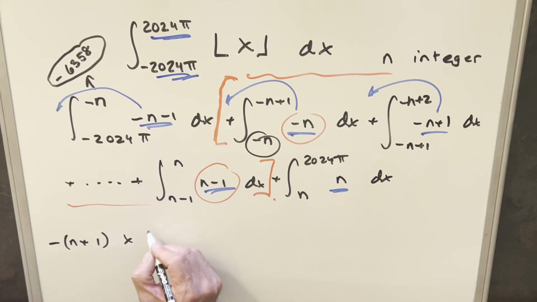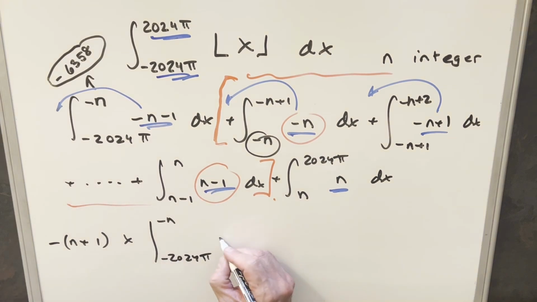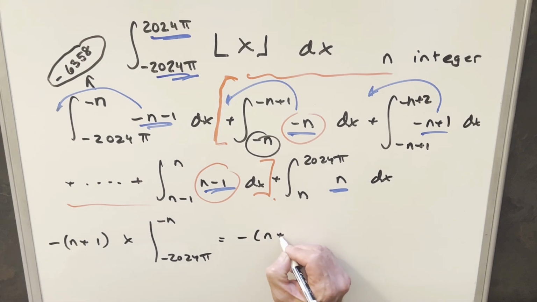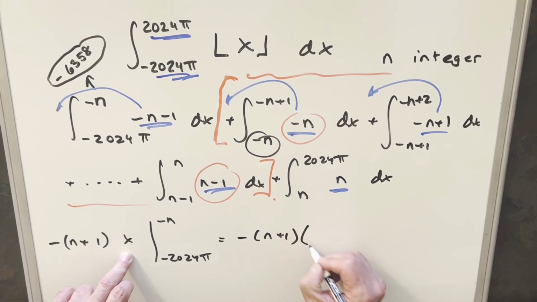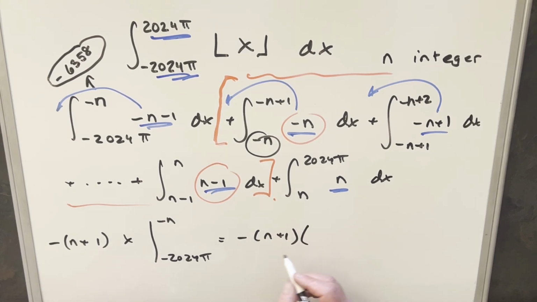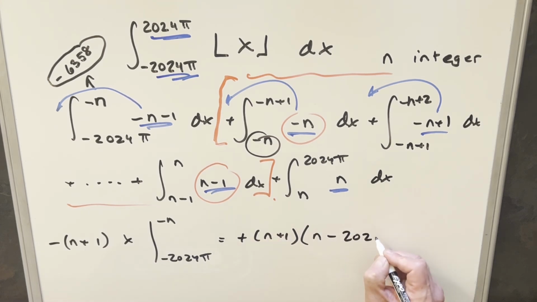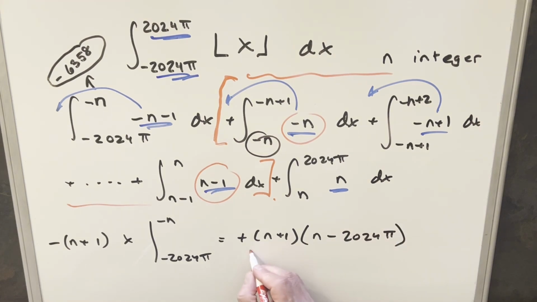You integrate it, you get x evaluated from minus 2024 pi to minus n. Plugging in here, we have this minus n plus 1 in front. Then in for x, we have a minus in both these. Let me factor the minus out and write this as a plus. Then we're going to have here n minus 2024 pi. So let me just capture this as the first term in our whole big sum here.